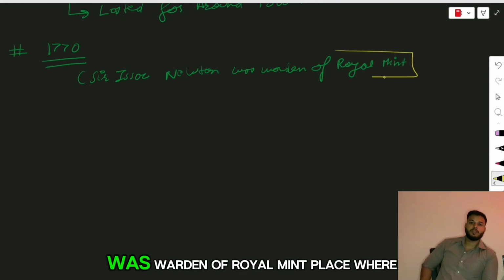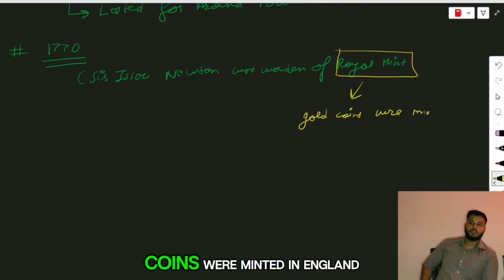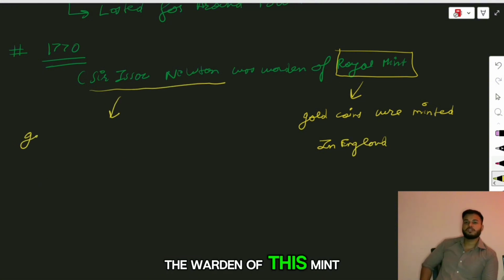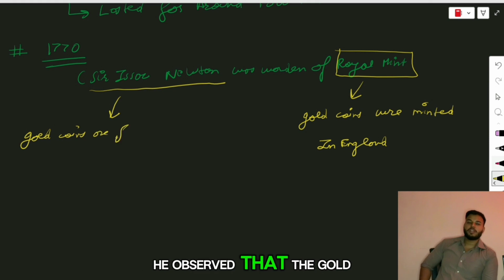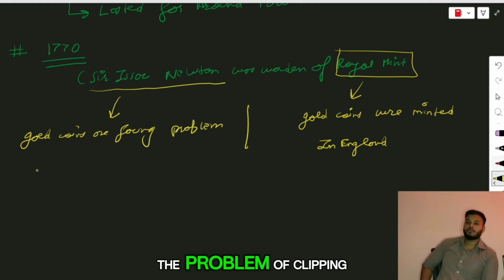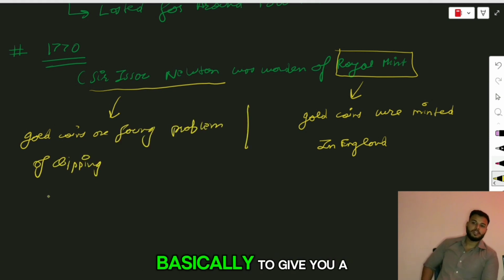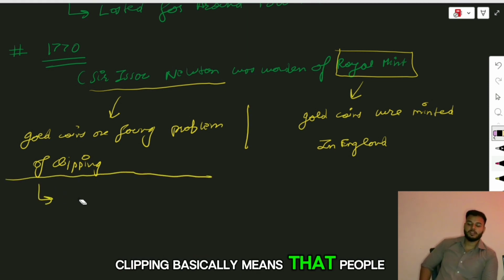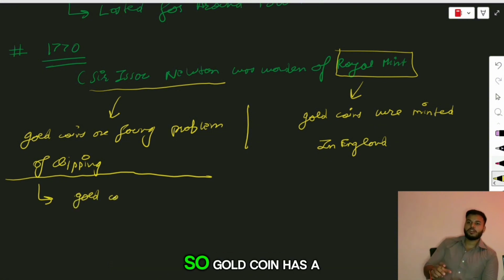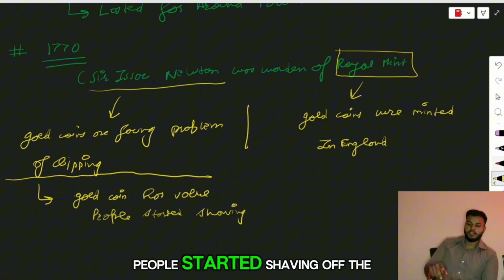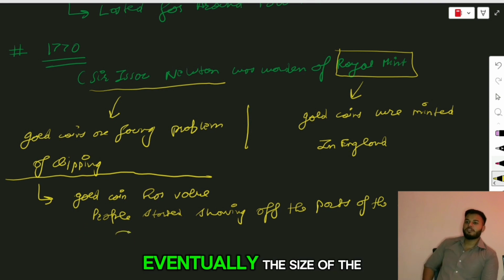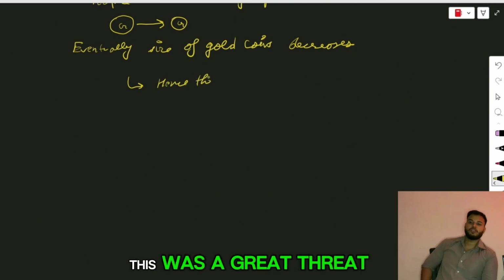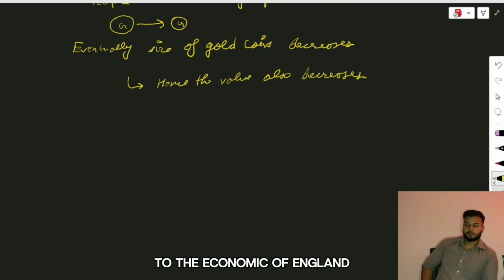If we move further to the year 1770, when Sir Isaac Newton was warden of the Royal Mint, the place where gold coins were minted in England. While warden of this mint, he observed that the gold coins were facing a problem of clipping. Clipping means that people started shaving off parts of the gold coin, which has a value. Eventually the size of the gold coin decreases, and hence the value also decreases. This was a huge threat to the economy of England.